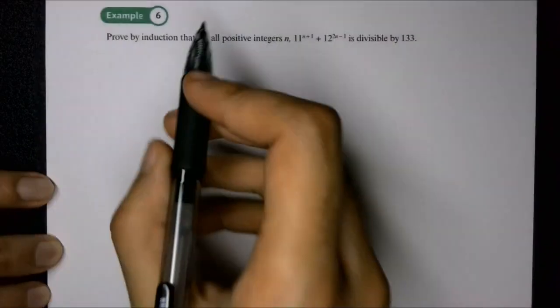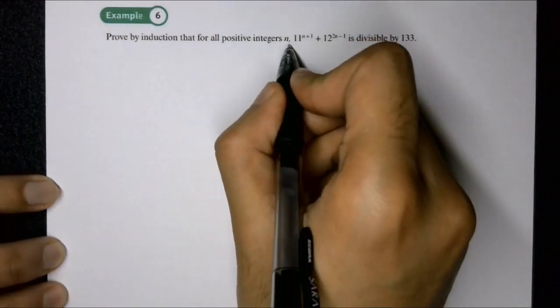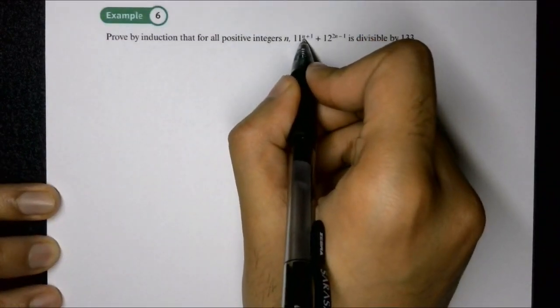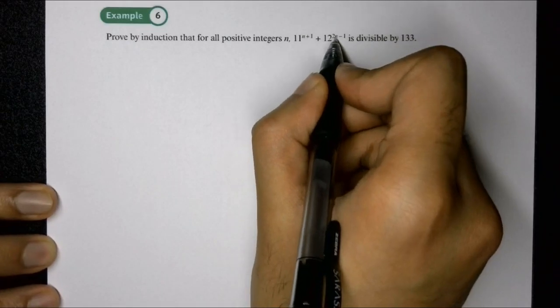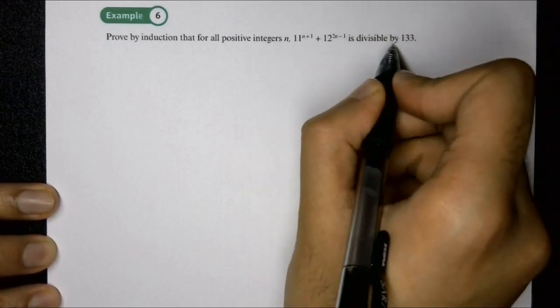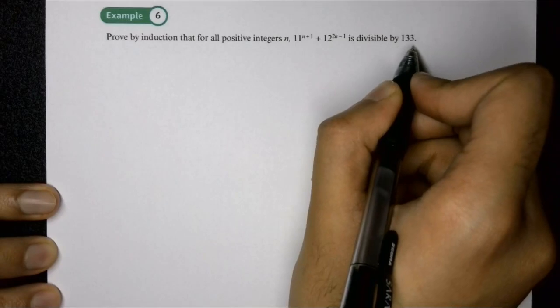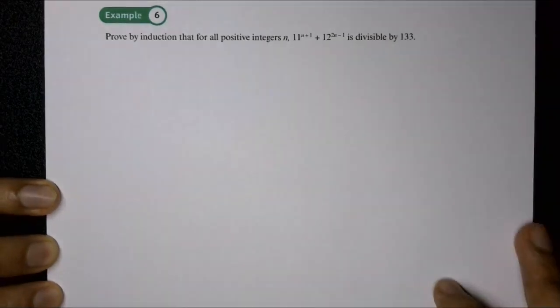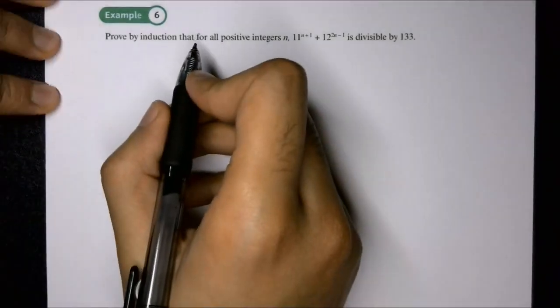Example number 6, we have to prove by induction that for all positive integers n, 11 to the power of n plus 1 plus 12 to the power of 2n minus 1 is divisible by 133. Now this is a much more difficult example, but the steps remain the same.